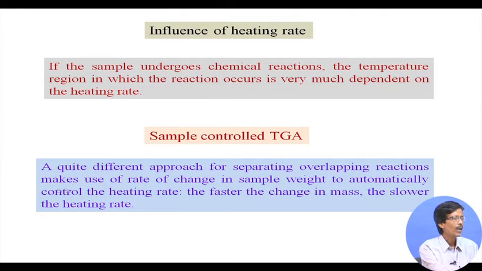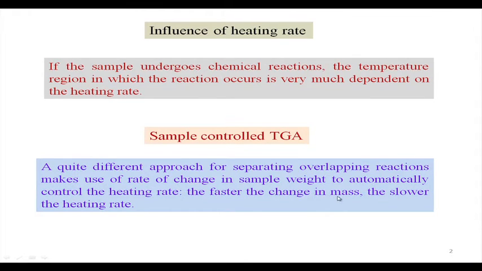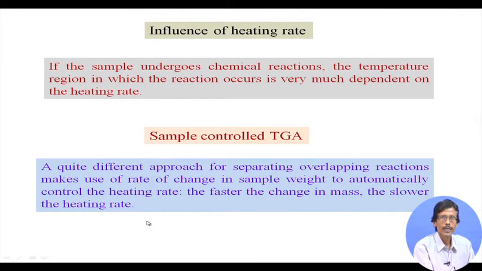For separating overlapping reactions, it makes use of the rate of change in sample weight to automatically control the heating rate. If we can control the heating rate automatically, that means the instrument can take care. Nowadays everything is computer controlled. So, depending upon the rate we know for its corresponding mass loss, we can vary the heating rate of the instrument. The faster the change in mass, that means the step height is more, the slower should be the heating rate. We slow down the heating rate such that we slowly record the mass loss at that particular temperature.